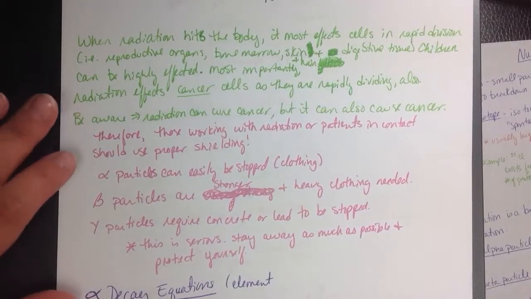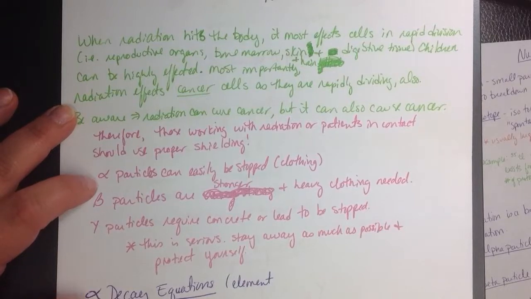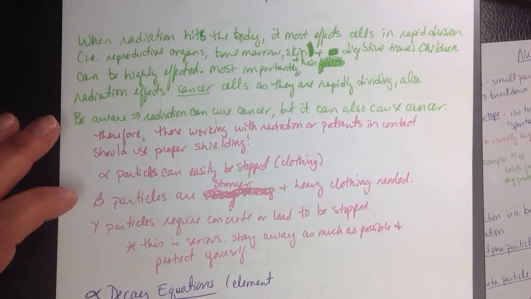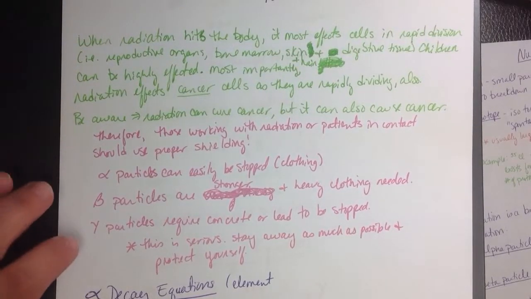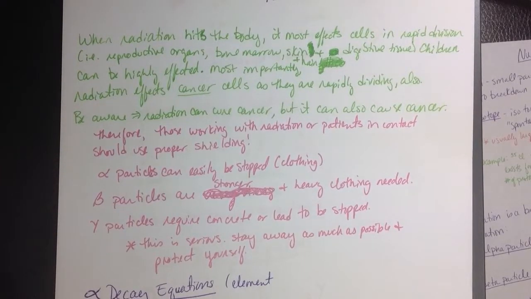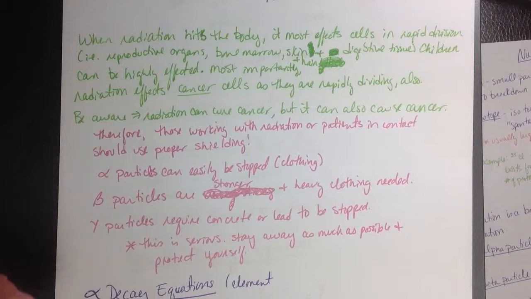Okay, so we have to use proper shielding to protect ourselves from these particles. Alpha particles can be stopped pretty easily because they're just the same as helium. So clothing will just go ahead and stop those. Beta particles require much heavier clothing, and gamma particles require concrete or lead to stop them. It's the same concept as if you're having an x-ray, you put lead over your reproductive organs. But if you end up working in this field, please, please, please protect yourself.